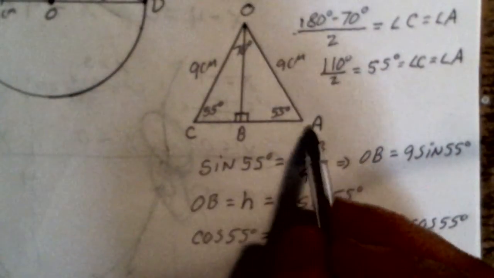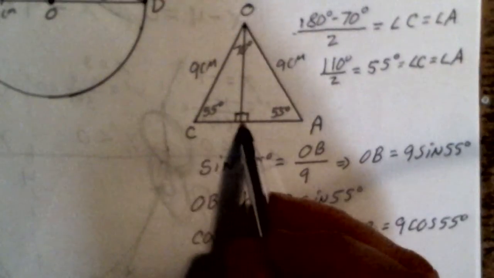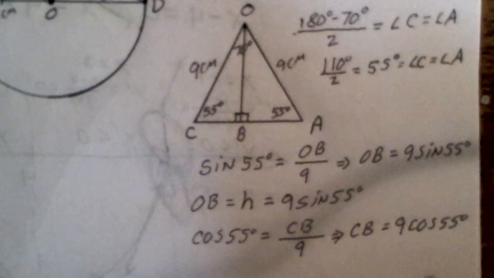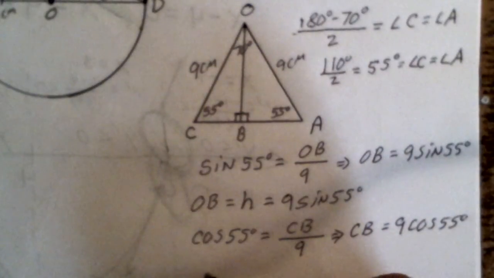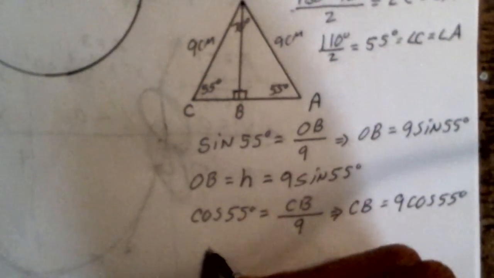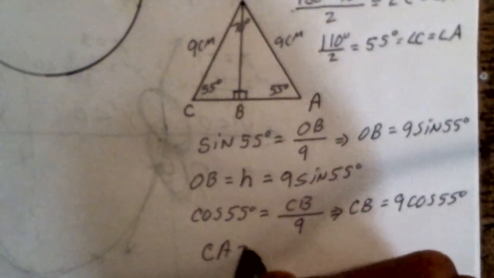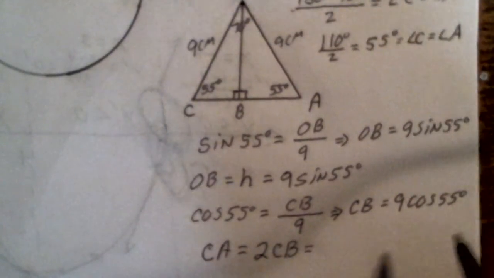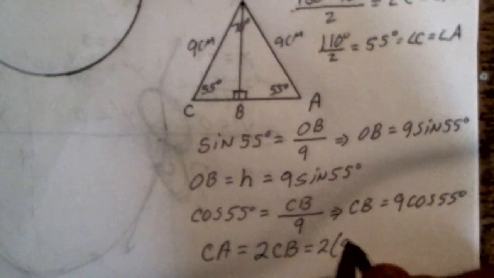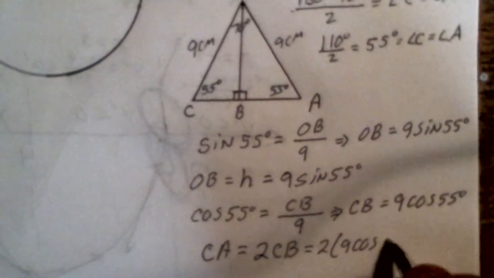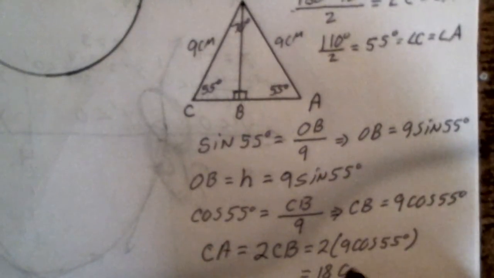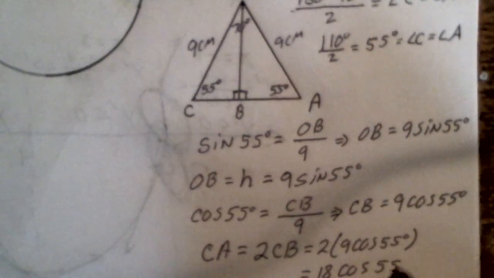But the base CA has to be twice the length of CB, because remember, OB is a perpendicular bisector of CA. So therefore, the length of the base of our triangle, CA, must be 2 times the length of CB. So it must be 2 times 9 times the cosine of 55 degrees, which is to say 18 times the cosine of 55 degrees.